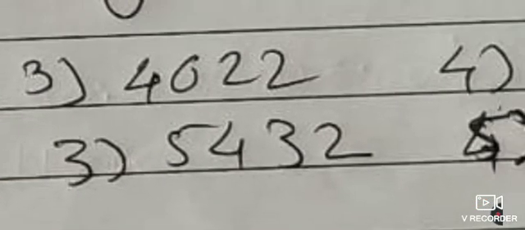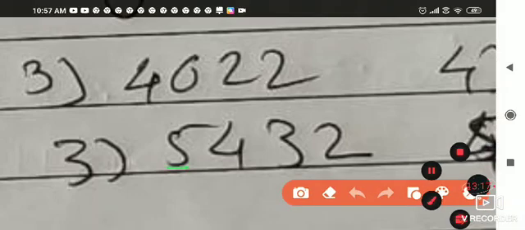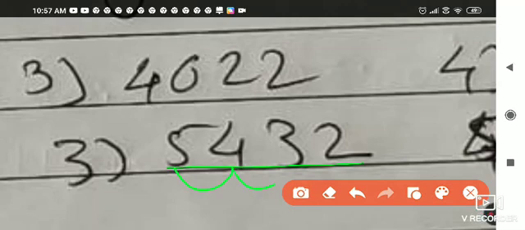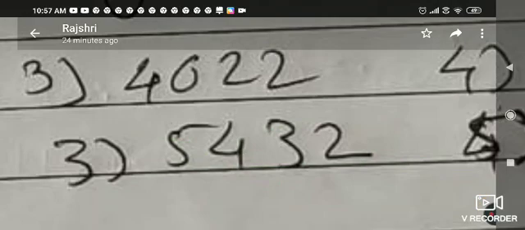Okay. Next question is 5432. If you see, 5 plus 4 is 9. 9 plus 3 is 12, and 12 plus 2 is 14. 14 is not divisible by 3. That's why this number is also not divisible by 3.